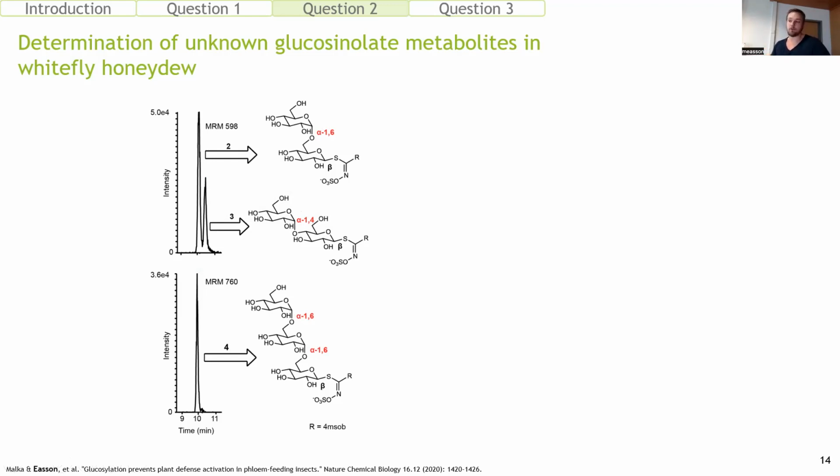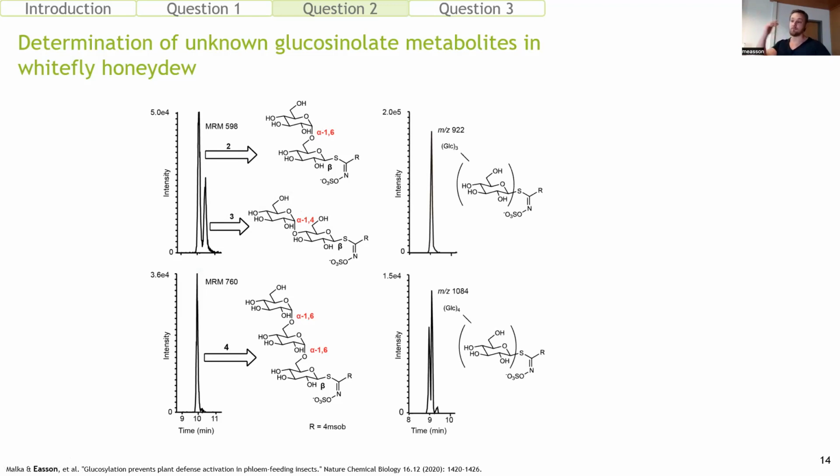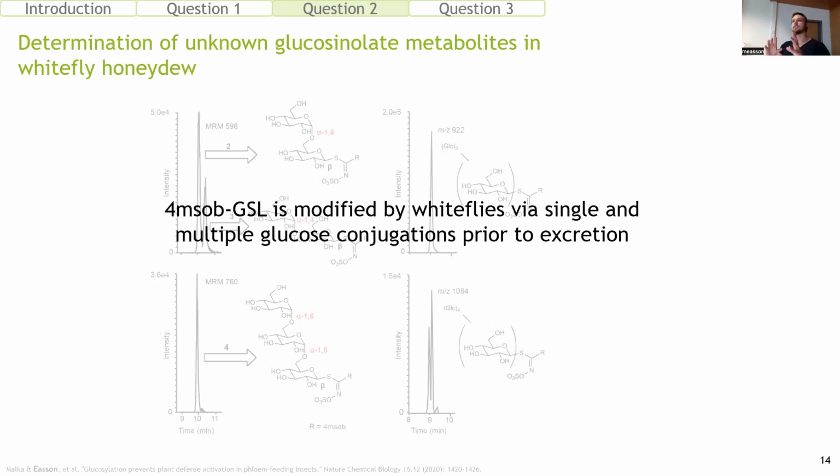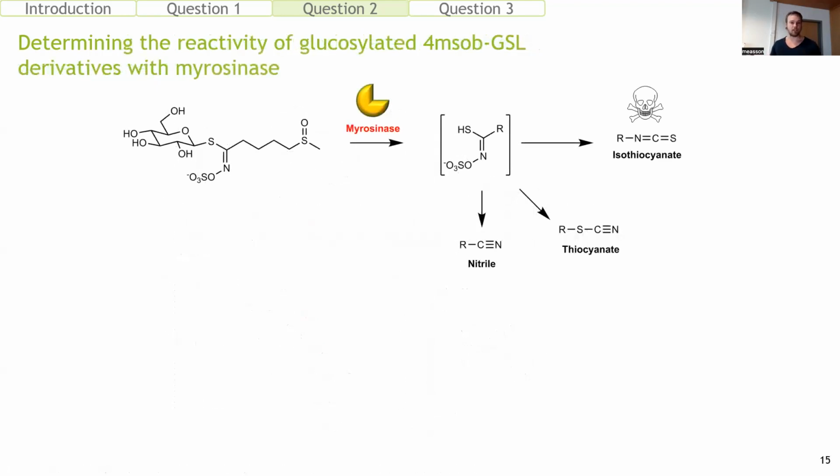But in an untargeted approach, we were also able to see signals for up to 3 additions and up to 4 additions. Okay, so these insects were taking 4-MSOB glucosinolate and glycosylating it. And in comparison to all of the other detoxification strategies that I mentioned, this one is actually the vast majority. This represents the vast majority of all the 4-MSOB that goes in being converted to these glycosides. Okay, so is this actually a detoxification reaction?